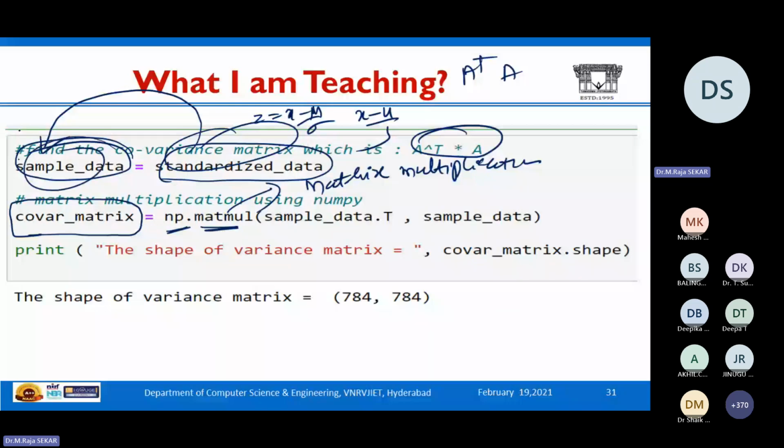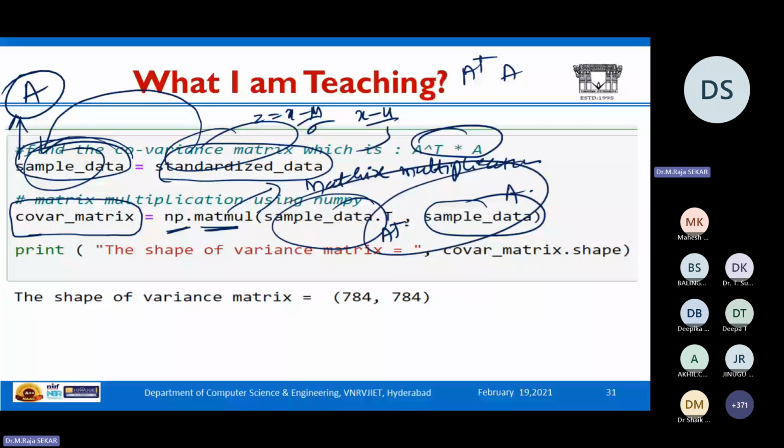This sample_data matrix is A, and this is A transpose. I'm multiplying A transpose A. My dear friends, what is my sample matrix here? My sample matrix is sample_data. What is the size of sample_data? Is anyone able to tell me the sample_data size?